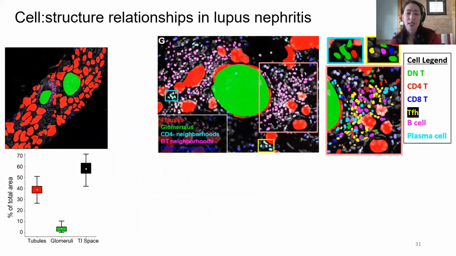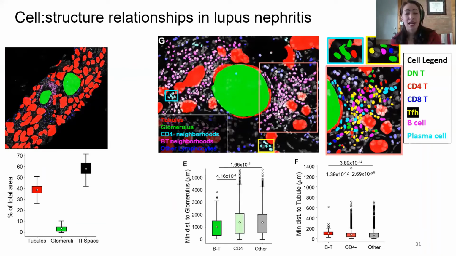So if we look at the neighborhoods that we found, so we're specifically looking at the CD4 negative neighborhoods, which are highlighted in cyan in this image. Those were associated with ESRD positive patients. We also have our BT neighborhoods, which our collaborator in rheumatology wanted to look into as potential tertiary lymphoid-like structures, and we wanted to further characterize those as well.